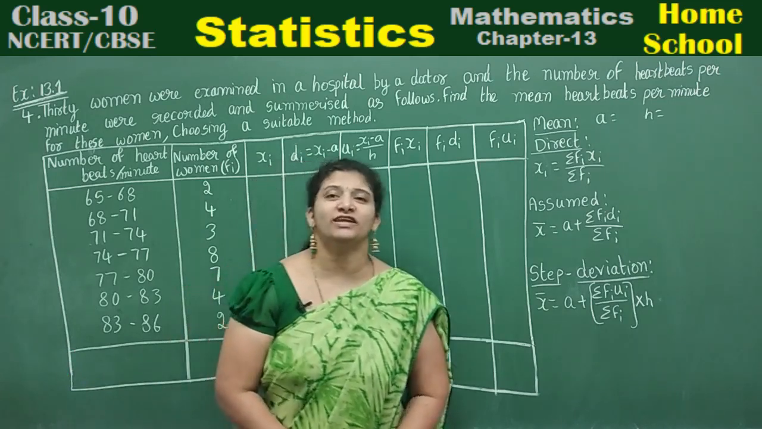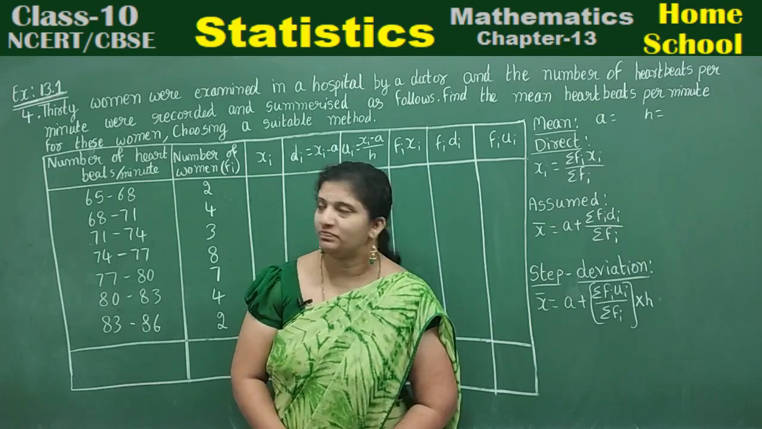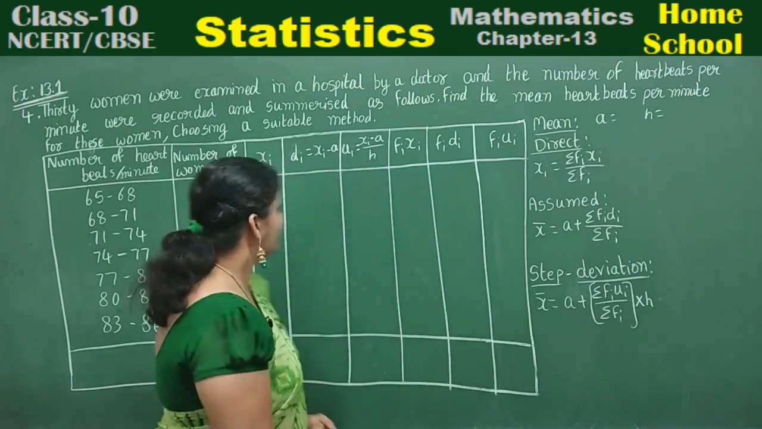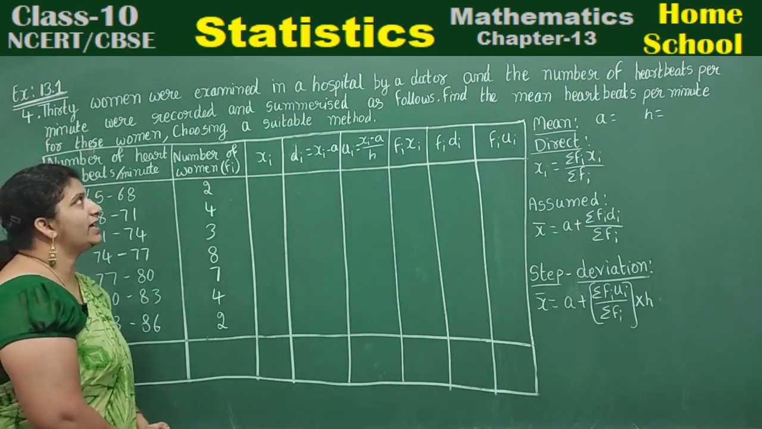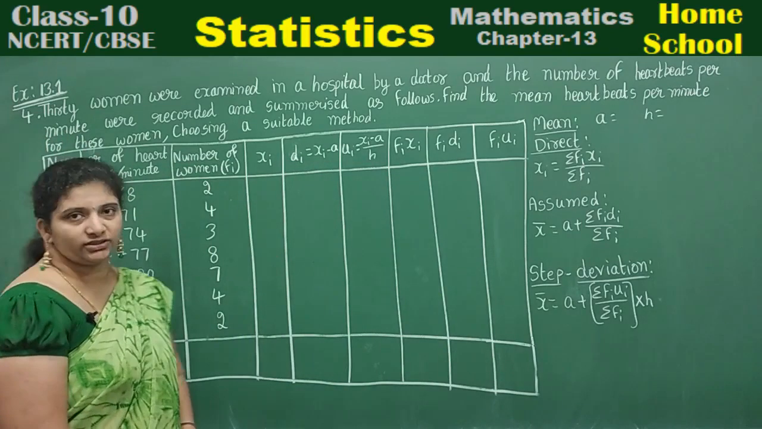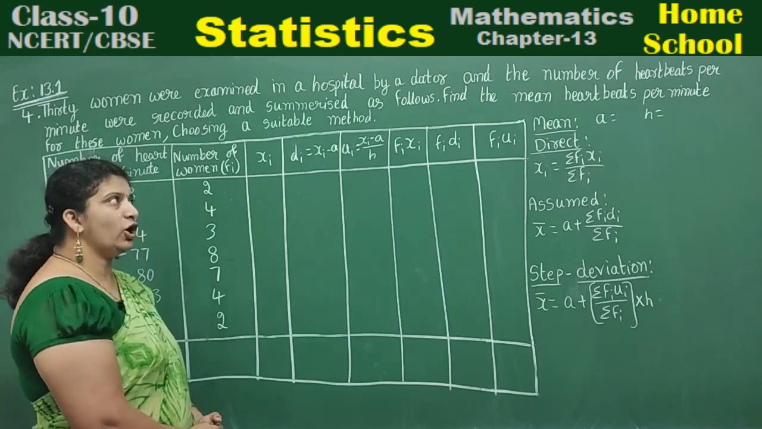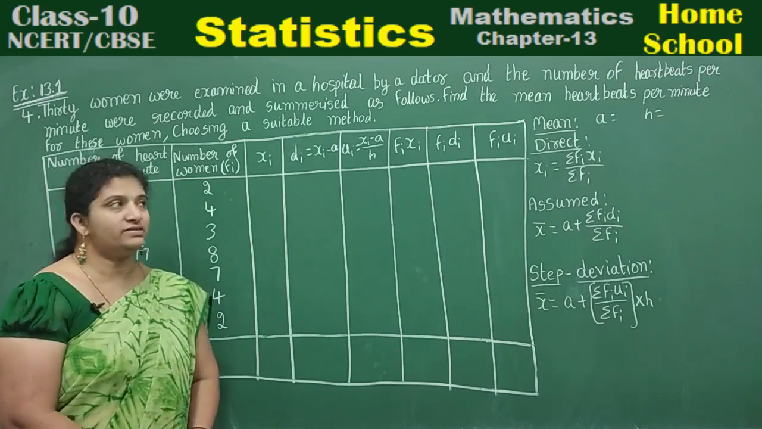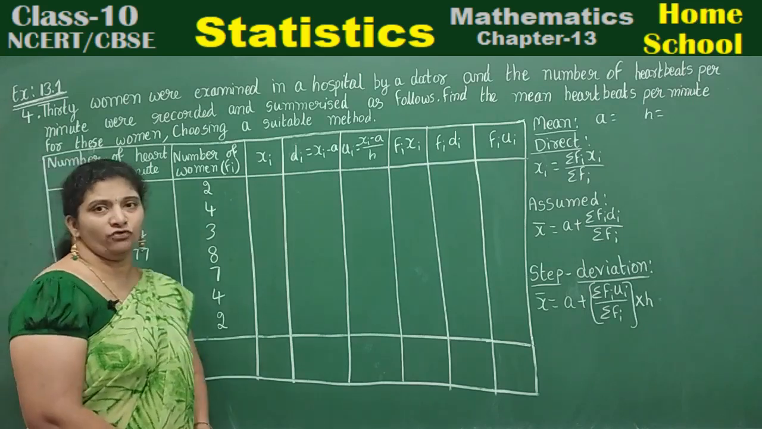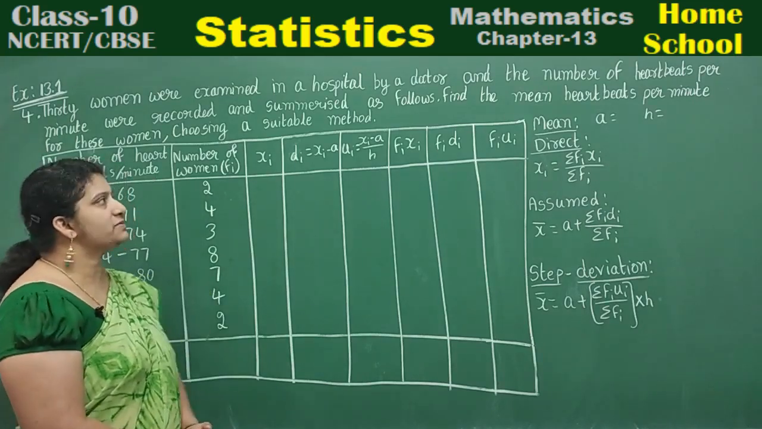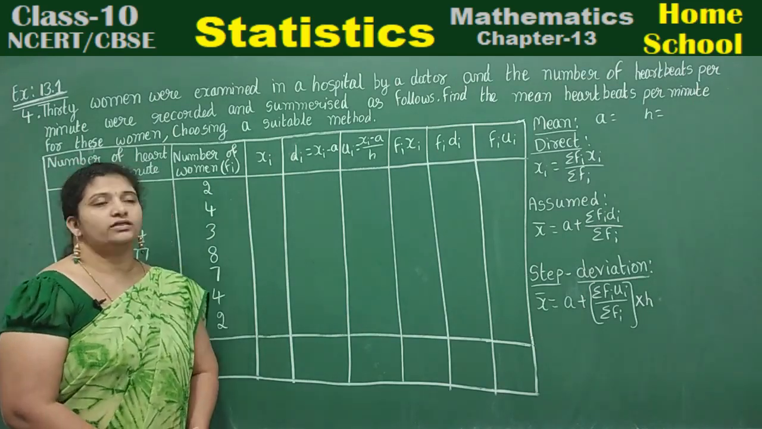We are in our chapter 13 Statistics and your exercise 13.1 fourth problem. Thirty women were examined in a hospital by a doctor, and the number of heartbeats per minute were recorded and summarized as follows. Find the mean heartbeats per minute for these women, choosing a suitable method.